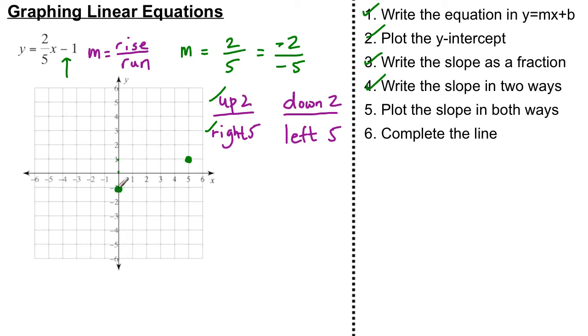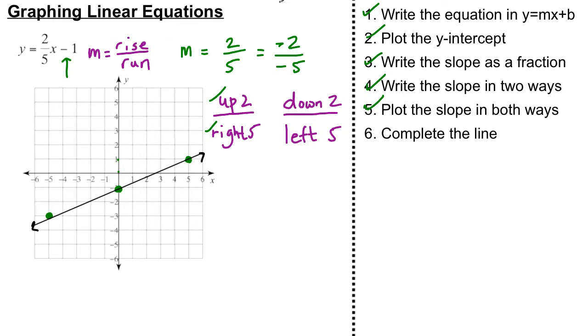Okay, so let's do that. We go down 2, 1, 2, and then left 5. 1, 2, 3, 4, 5. Okay, and so that's what we mean by plotting the slope in both ways. Now we complete the line, and on this one you can see the linear equations just form this straight line, right? And it does have arrows on it because it's a line, and so there we got it, right?